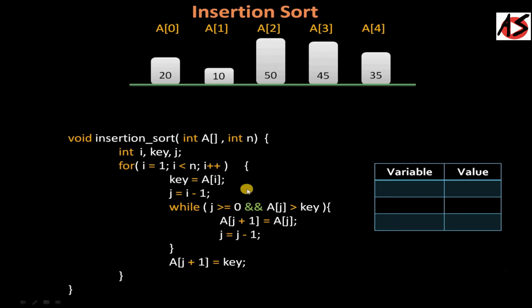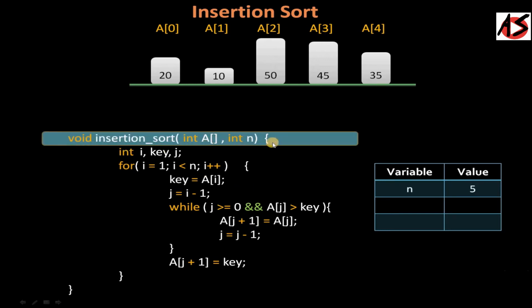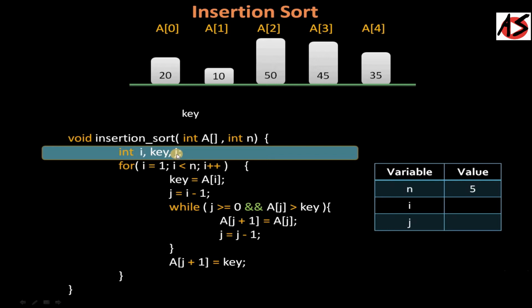So let's call the insertion sort to sort these elements. We are taking the array and the number of elements in the array. Right now we have 5 elements, so you can see 5 is stored in the variable n. So now you have 5 elements, that is A0, 1, 2, 3 and 4. Now you declare the variables i and j for the loops, and key for the selected element. Now you will execute the for loop.